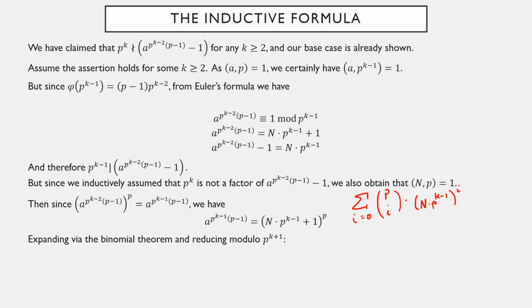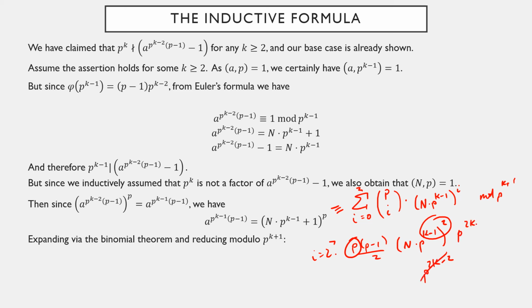So we'll come back and say, while no longer equal, it is at least equivalent mod p to the k plus 1. Now, however, I want to take particular attention to the term corresponding to i equals 2. P choose 2 is going to be p times p minus 1 over 2. And then I'll have n times p to the k minus 1, squared. So here I'm going to get a p to the 2k minus 2, but I also get a factor of p from that binomial coefficient. So I actually end up with p to the 2k minus 1.